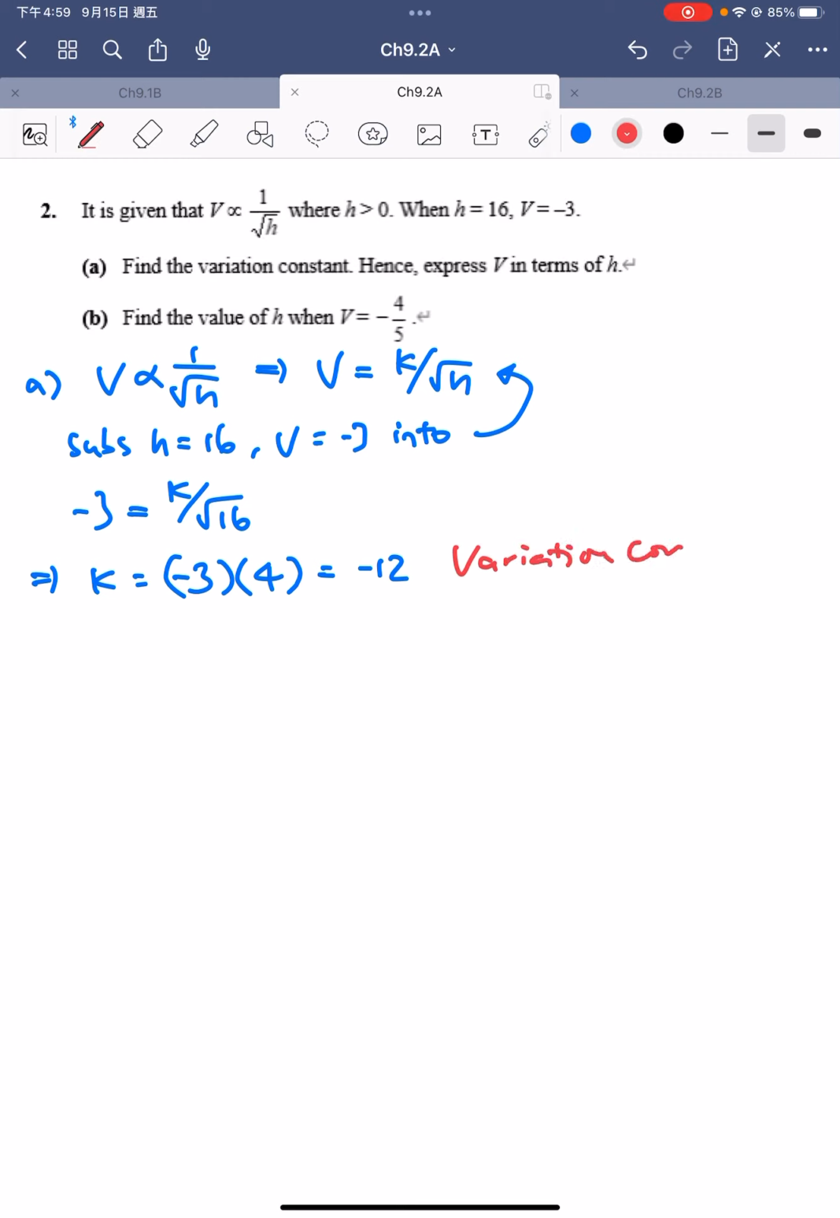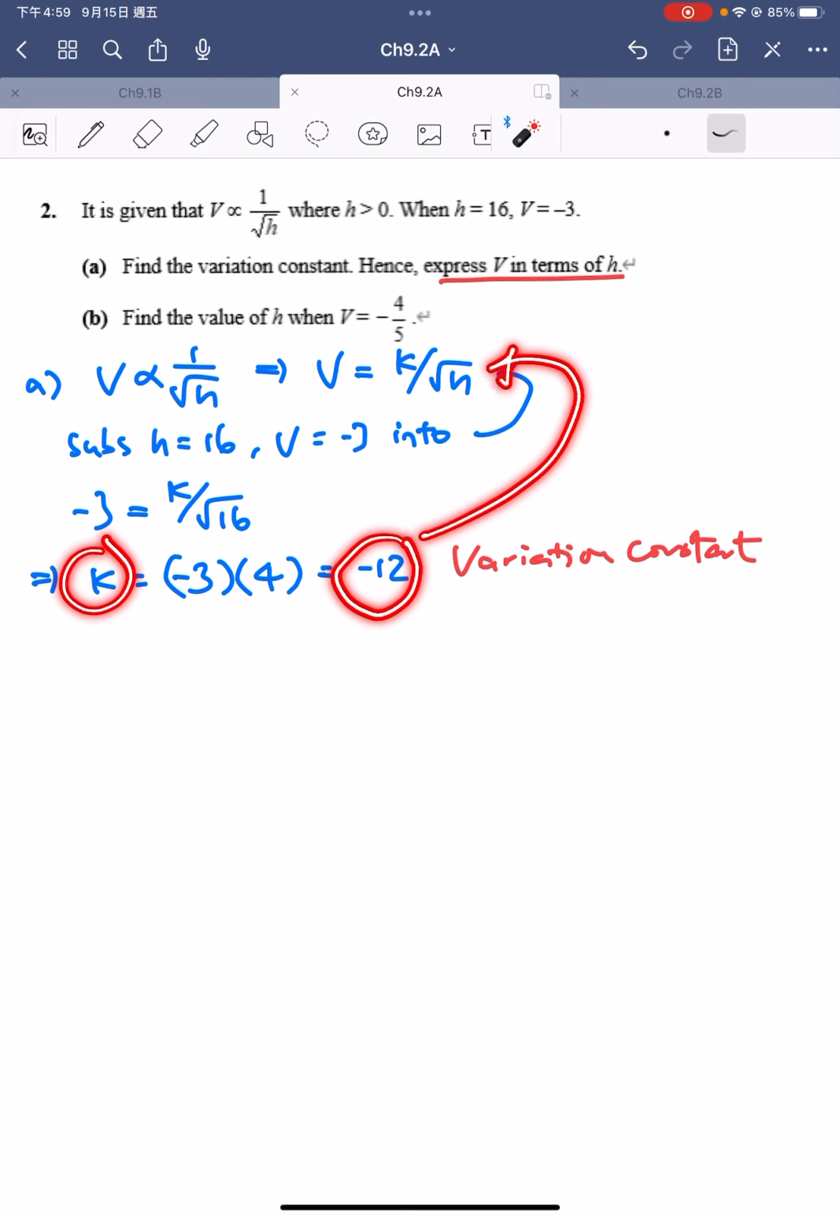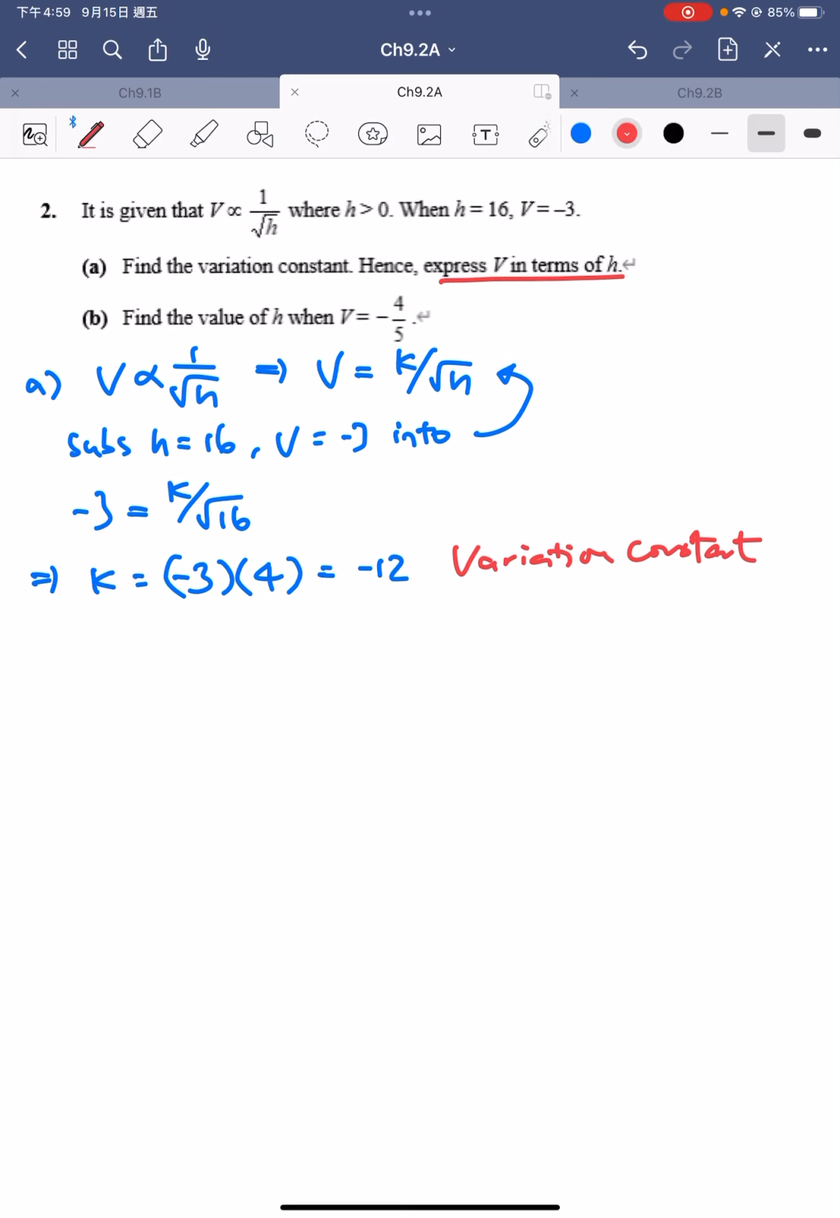It's the variation constant. It's not the final answer here, as the question is asking you to express v in terms of h. So now we need to put back the value of k, which is -12, back into our original equation. Then we can get our answer. v is equal to -12 divided by the square root of h.